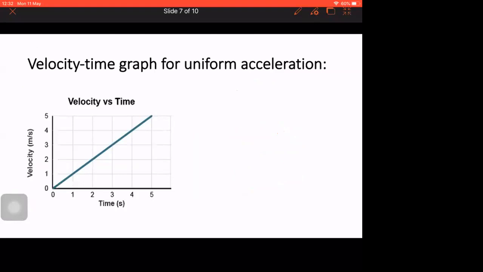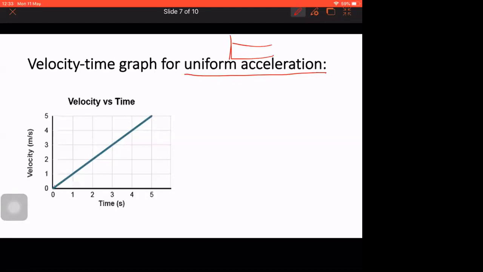Can I say the body is moving with uniform acceleration here? It is not moving with constant velocity. If it is moving with constant velocity, my graph should be something like this. But it is not that. My body is changing its velocity in a regular pattern. Body is changing its velocity uniformly. Difference in velocity is uniform. So I can say this is uniform acceleration. Velocity time graph for uniform acceleration is a straight line passing through the origin.